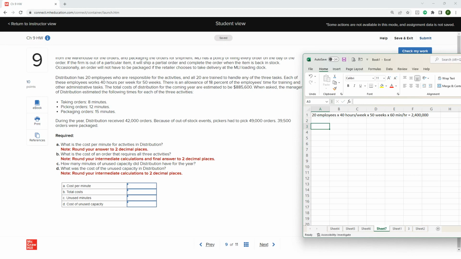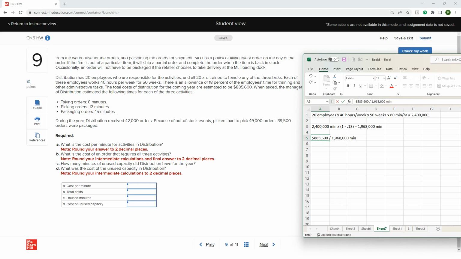We have 2,400,000 minutes times 1 minus 0.18, which gives us 1,968,000 minutes. Then we take our total cost of distribution that they tell us, which is 885,600, divide that by 1,968,000 minutes, and we get 45 cents per minute. The answer to A is 45 cents per minute.